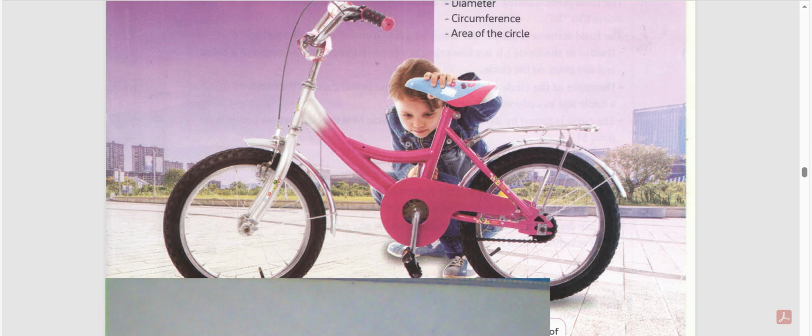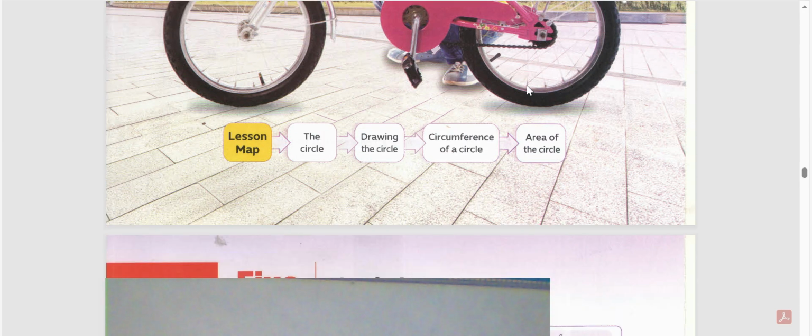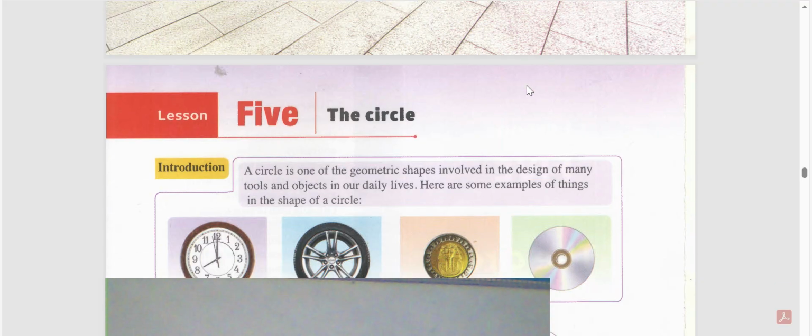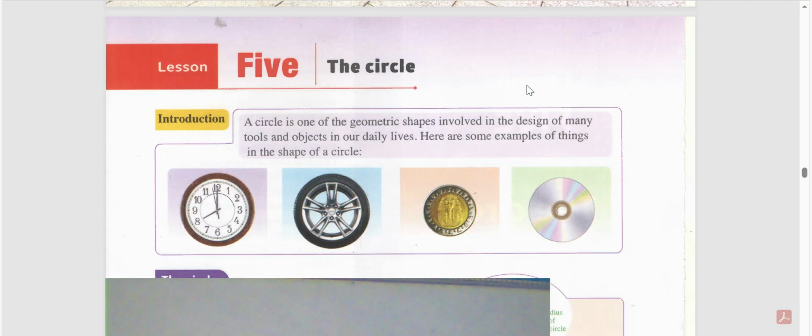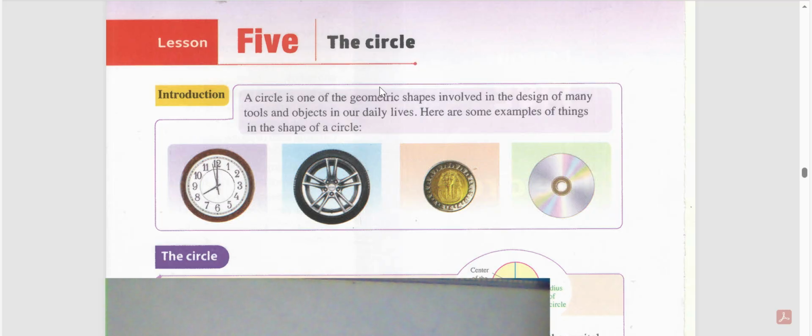Students, in year prep 2 today we will explain the circle. So number 5, 3. We studied before that the circle is one of the geometric shapes involved in the design of many tools and objects in our daily lives. Here are some examples of things in the shape of a circle, like this clock, the cover of the car, the wheel of the car, and this disc.